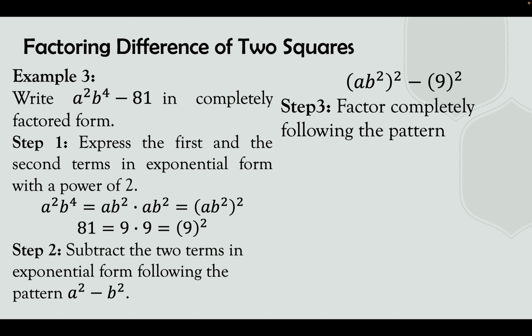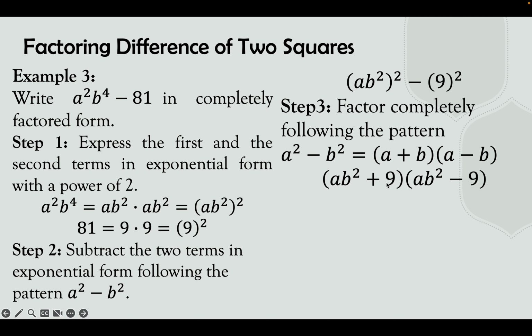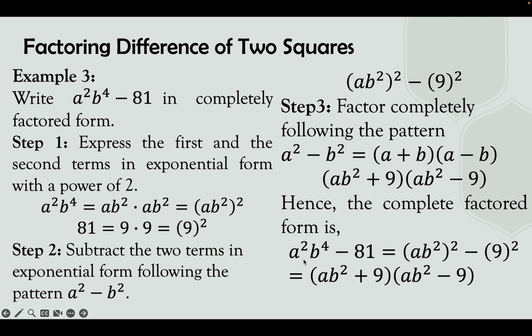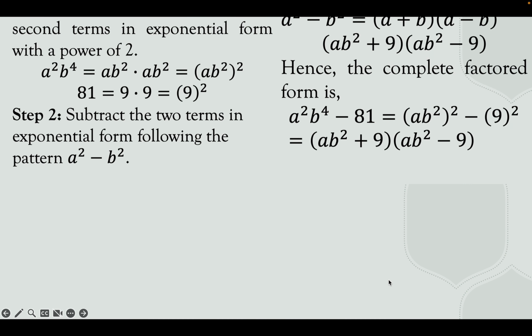Factor completely following the pattern. So we have, let's follow this one, a plus b times a minus b. Since our first term is ab squared raised to 2 and our last term is 9, so we have here ab squared plus 9 times ab squared minus 9. Hence, the complete factored form is a squared b raised to 4 minus 81 equals ab squared raised to 2 minus 9 squared. We have ab squared plus 9 times ab squared minus 9.